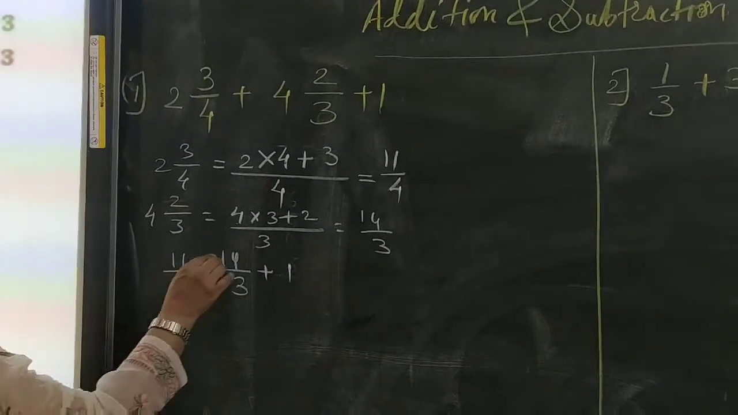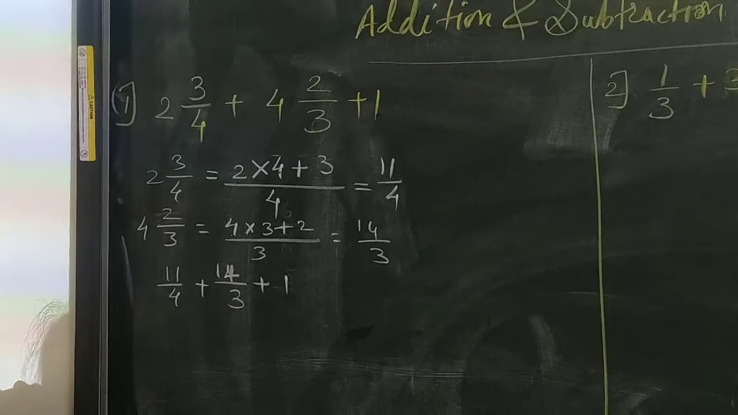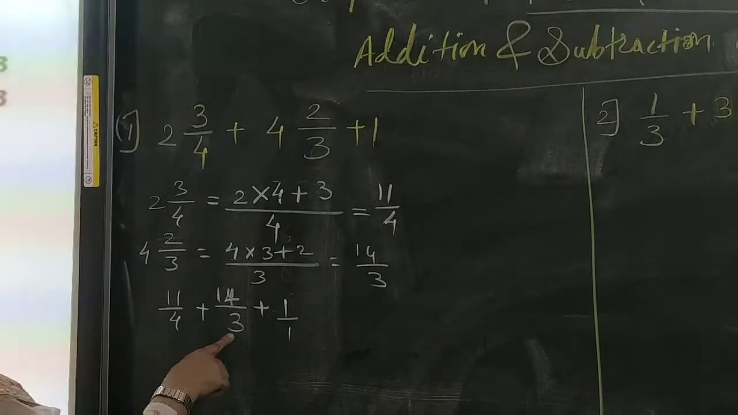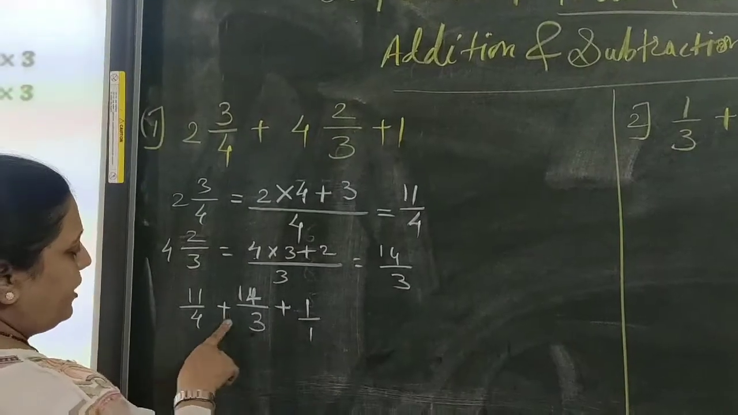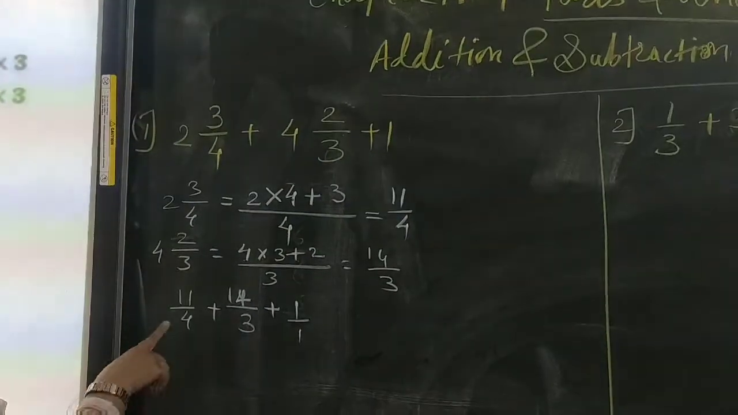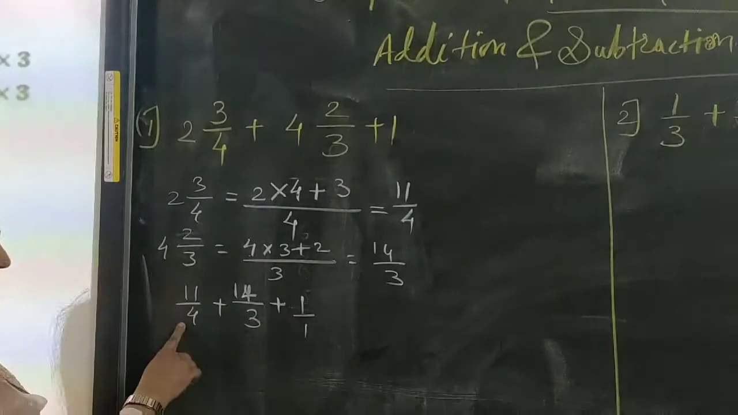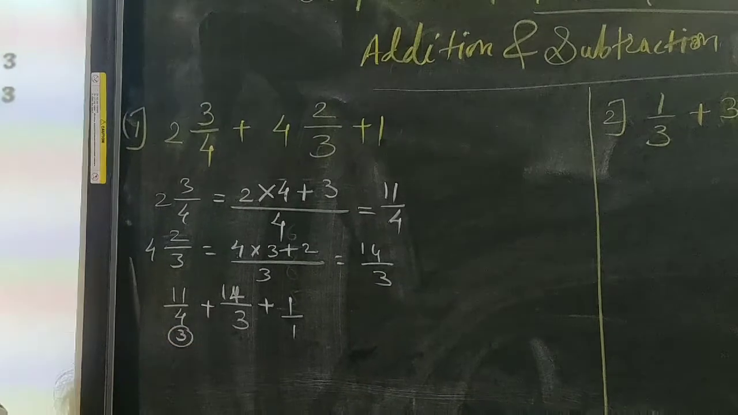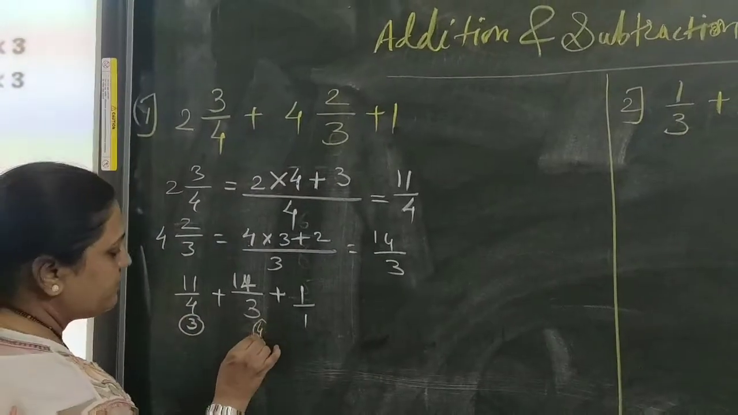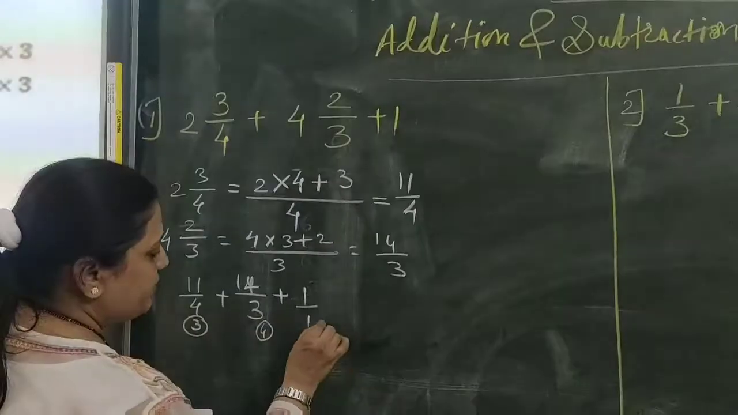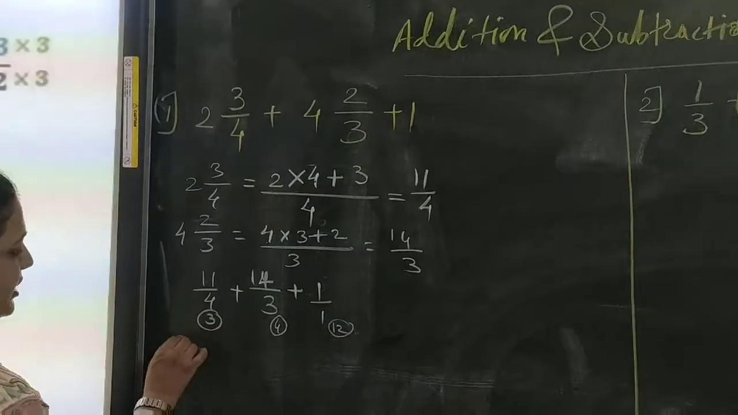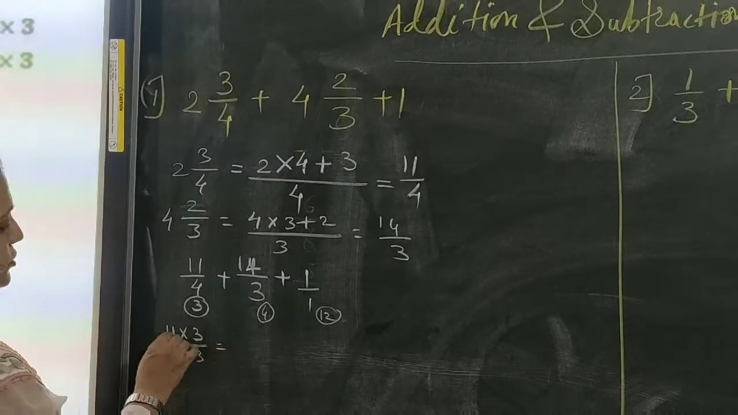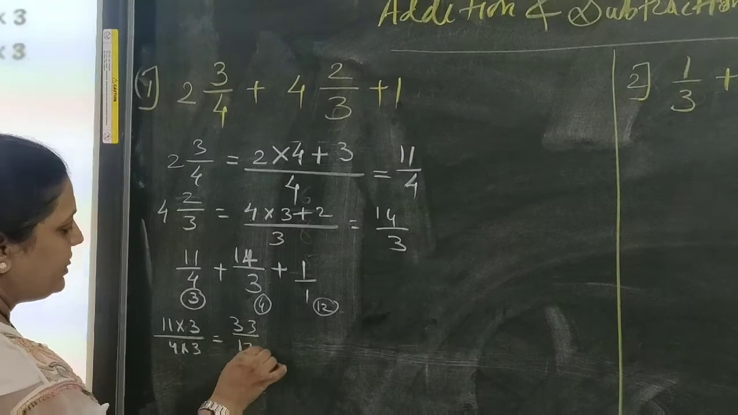I told you in the last lecture also, whenever a denominator is not given, the denominator is always 1. Now we have to make the denominators the same, so first we convert them into equivalent fractions. 4 3s are 12, 3 4s are 12 and 12 1s are 12. So this fraction we will multiply with 3, this fraction with 4 and this fraction with 12. So 11 into 3 by 4 into 3: 11 3s are 33 by 12.